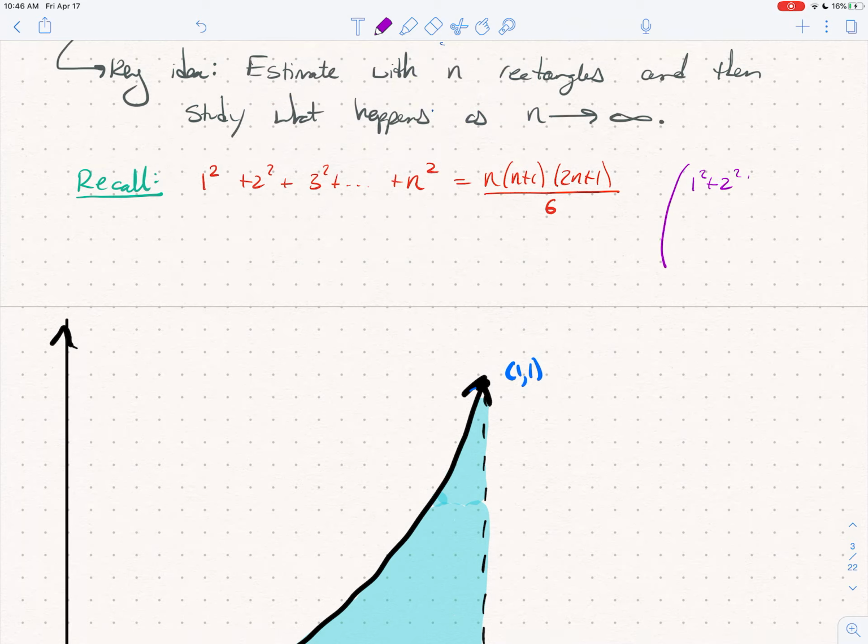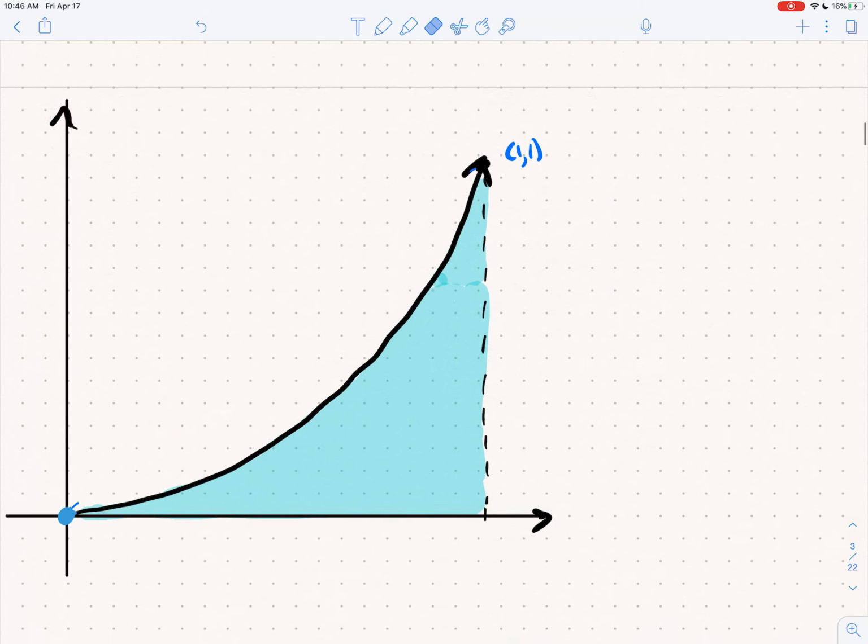So let's say 1 squared plus 2 squared plus 3 squared. I stopped at 3, so that's my n. So this should be 3 times 4 times 7 over 6. This should be 14, and then you check, and let's see, 1 squared is 1, plus 4 plus 9, look at that, it is 14. So it works. So just keep that in your back pocket. We're going to need that in a minute to work out our problem.